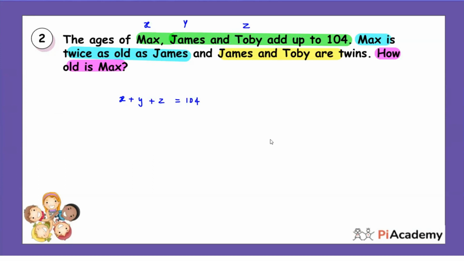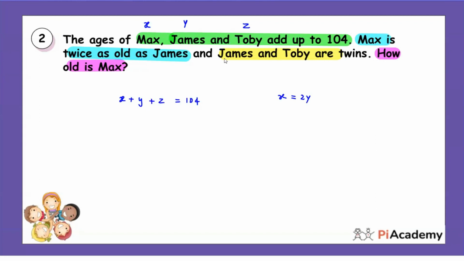Okay. And in the next line, Max is twice as old as James. Here we are talking about the relation between X and Y. So X must equal 2Y. Why? Because it is mentioned here: Max is twice as old as James.